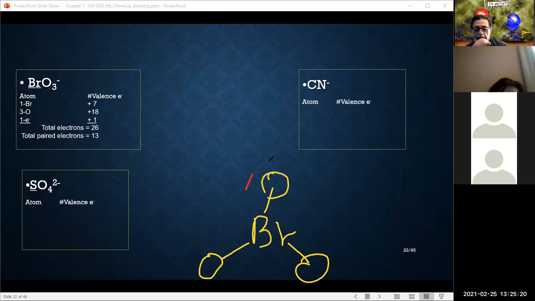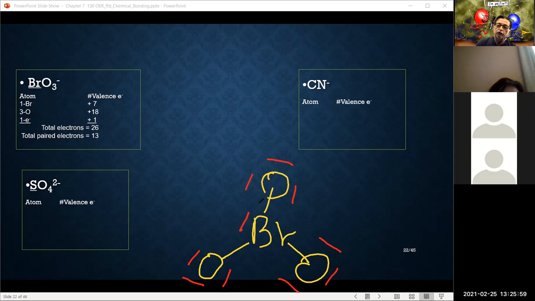So I got 1, 2, 3, 4, 5, 6, 7, 8, and 9. Okay, and then I got 9, so where do I put the other one? Well, the only place left is in the center atom, right? Because the oxygens all have 8 electrons around them. Bromine only had 6. So the only place I can put that last pair is in the central atom.